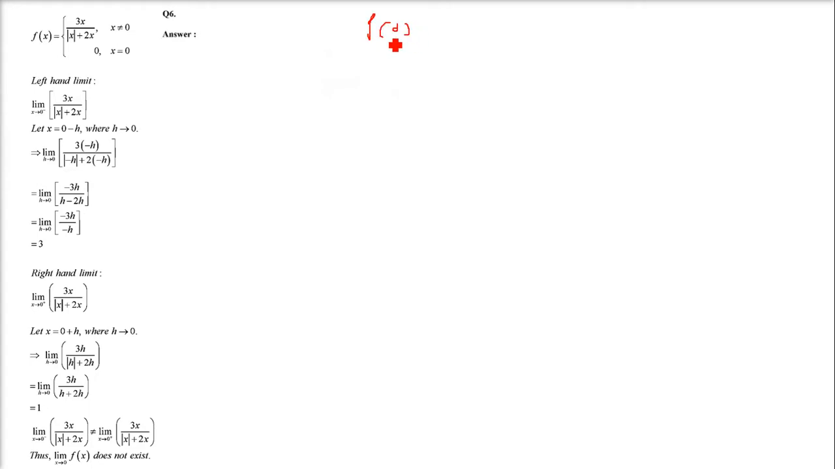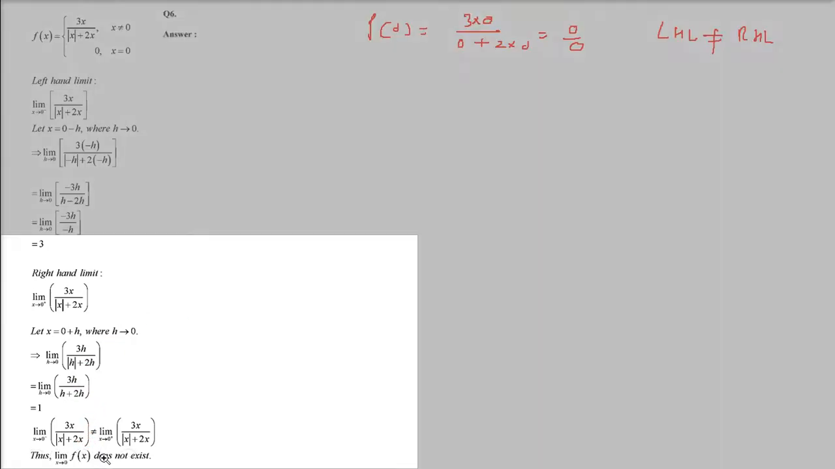So f(0), if I put x as 0, what do we get? 3 into 0 by mod 0 plus 2 into 0, that is 0 by 0. That is an indeterminate case. So what we have to do is show that limit x tends to 0, f(x) does not exist. We'll find the left hand limit and right hand limit, and then we will try to prove that they are not equal. Only then can we show this.